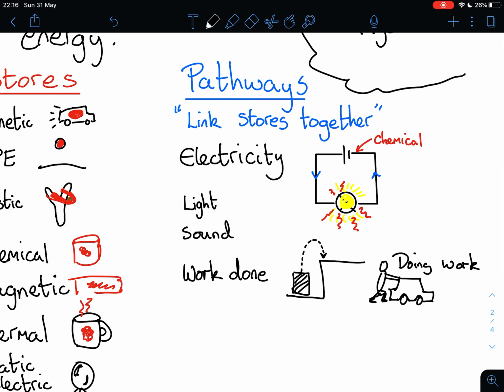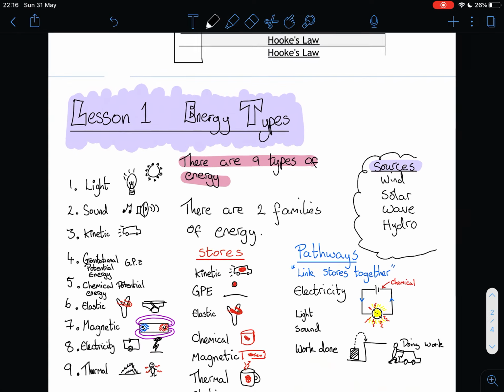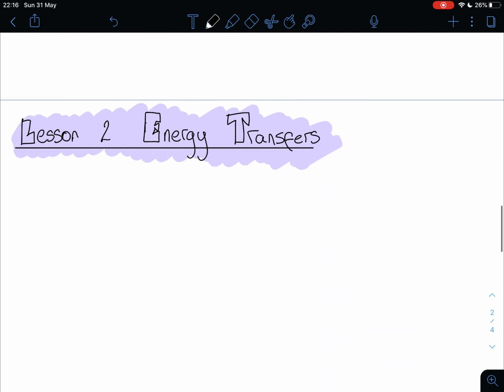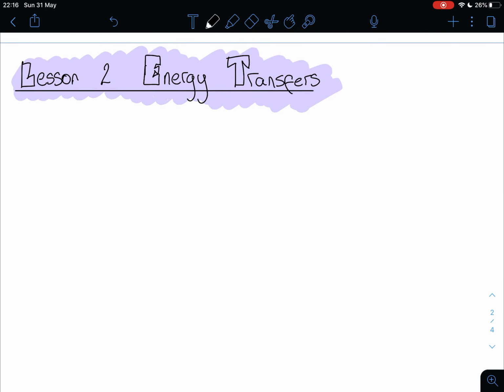There are also sources, which people always keep fixating on and mentioning. They are not part of what we're doing today. So today is all about how energy can be changed.